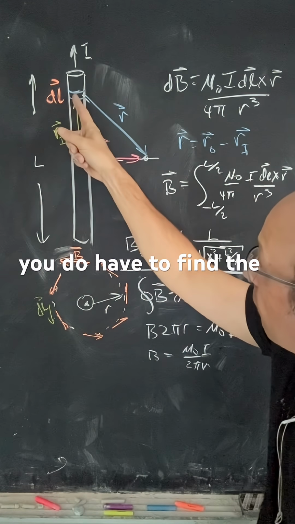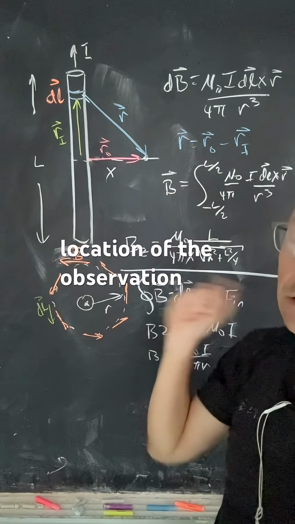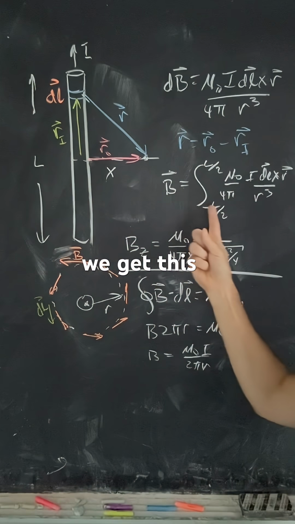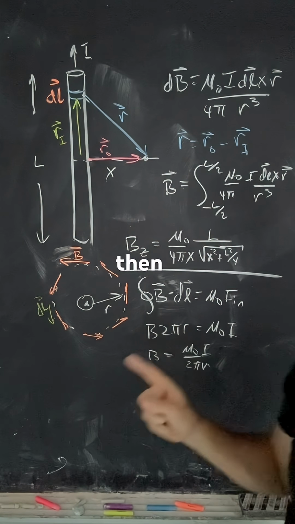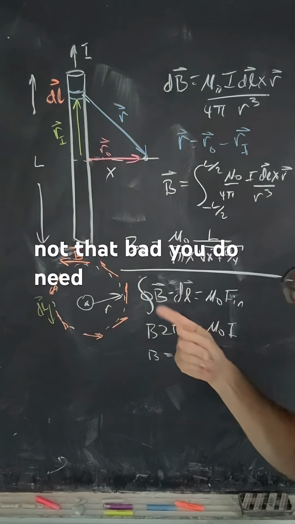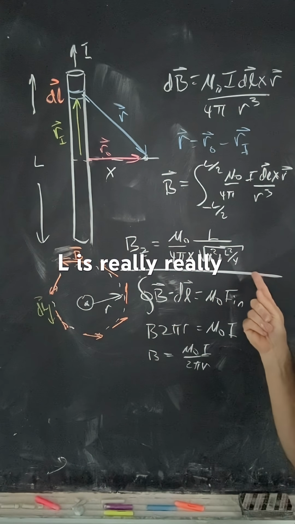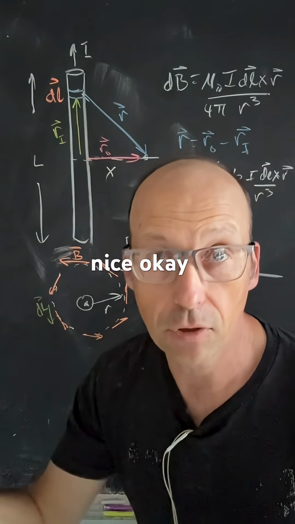Yes, you do have to find the vector location of the piece, the vector location of the observation location, and the vector from the piece to the location. But still, we get this integral right here, and then we integrate. It's not that bad. You do need to look it up and you get that expression. Now, in the limit that L is really, really large, it looks nice. Okay, that's the first option.